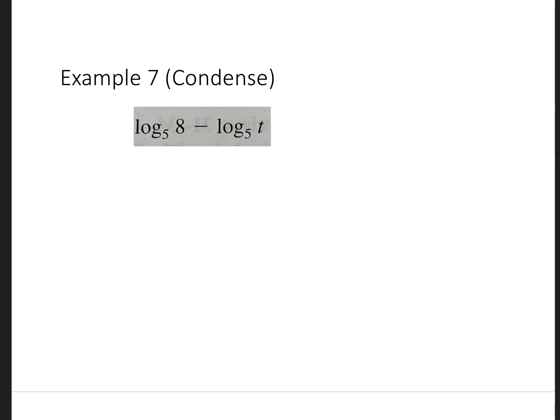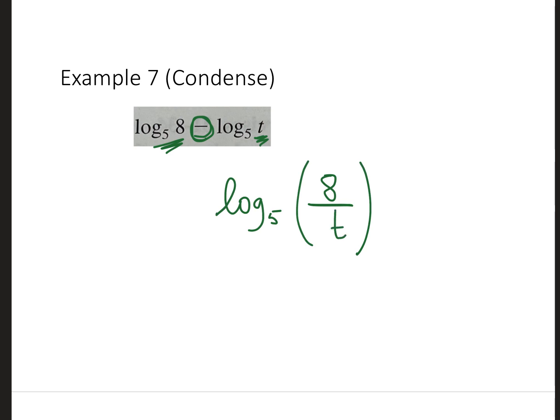Let's try another. Again, the directions here are condense. I see subtraction, which means that after my log base 5, I'm going to have division. Subtraction equates to division when you condense. The first number is the number that goes up on the top, and the second number is the number that goes underneath.